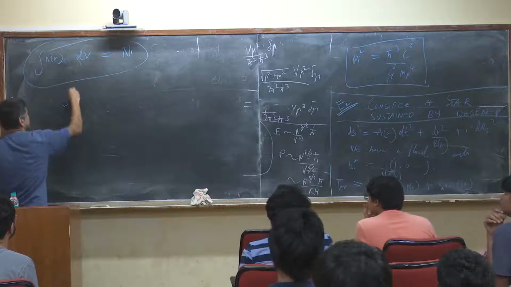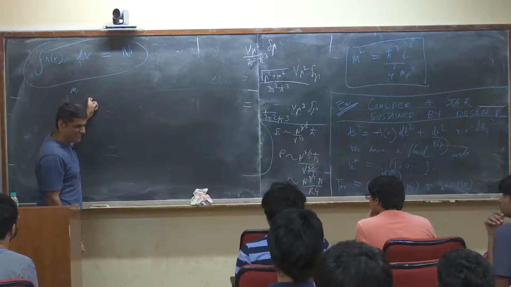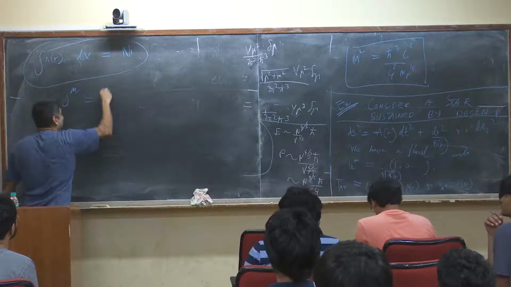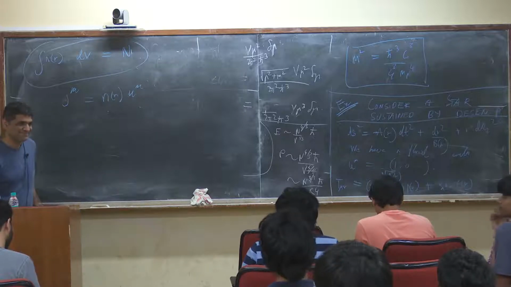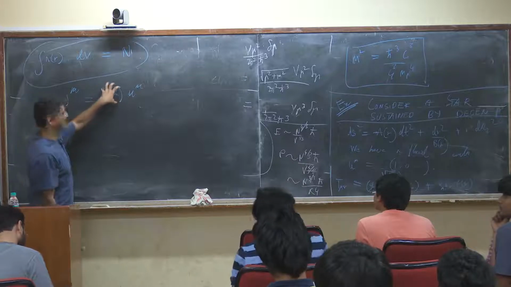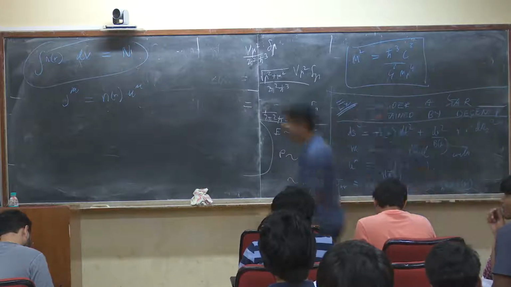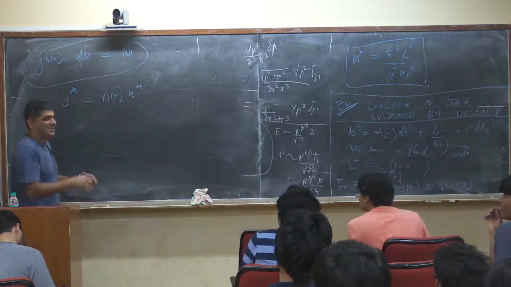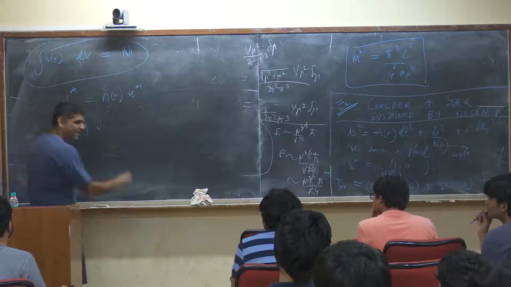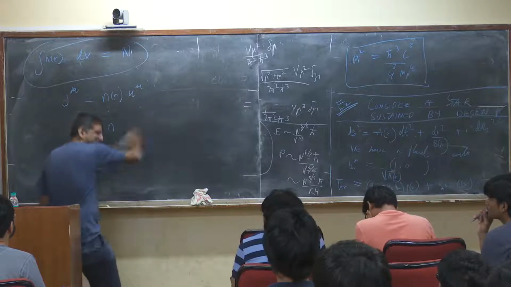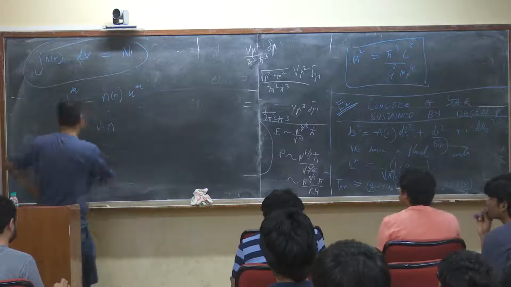If you want, you can also introduce a number density, a J mu, which is a number current. J mu will be N of R times U mu. This is now a proper density. And the best way then to get the total number of electrons is to do J dot N over a spatial slice. It's the charge of this current.